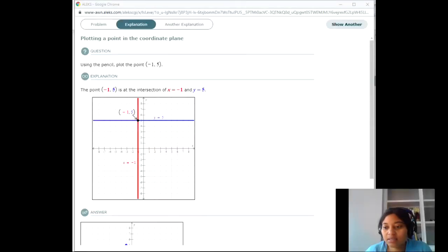Okay, let's get started. Here's our first problem: plotting a point in the coordinate plane.